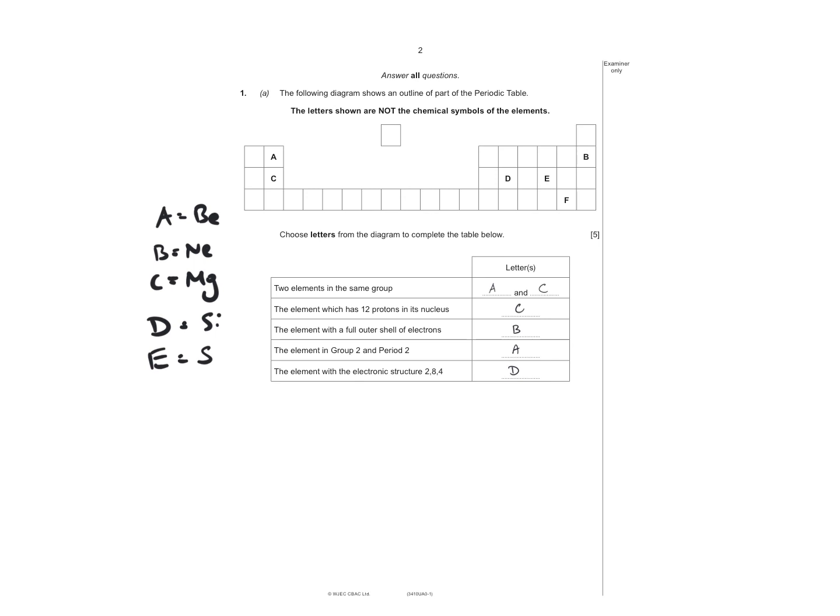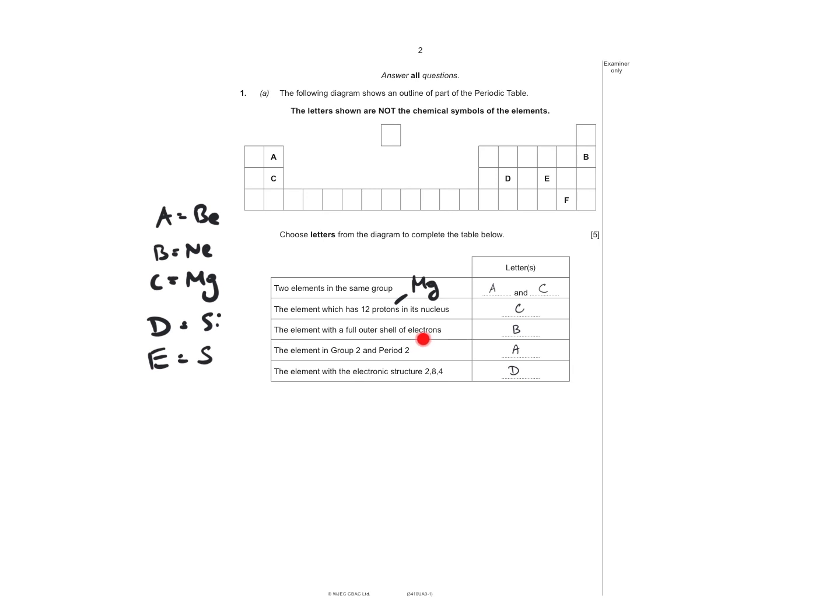So first one, the two elements in the same group. The word group means column, and A and C are in the same column. Notice how, guys, I've used A and C, and even though I've worked out what they are, I haven't put in beryllium and magnesium. I've still used A and C. The element which has 12 protons in its nucleus, if I look at the periodic table, 12 protons is magnesium, and magnesium is letter C.